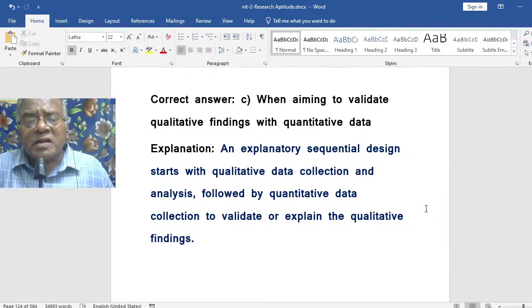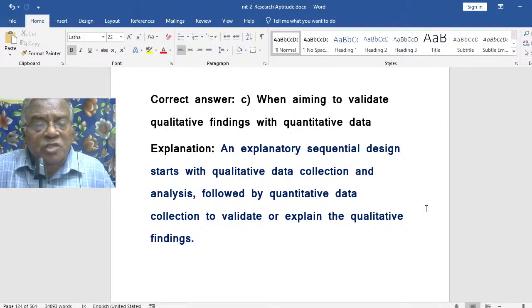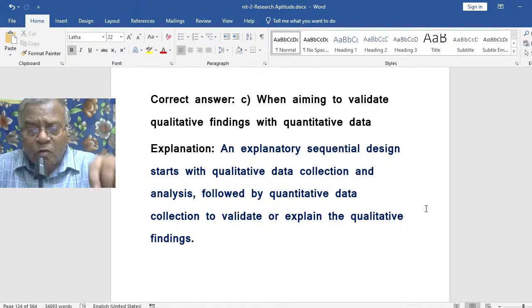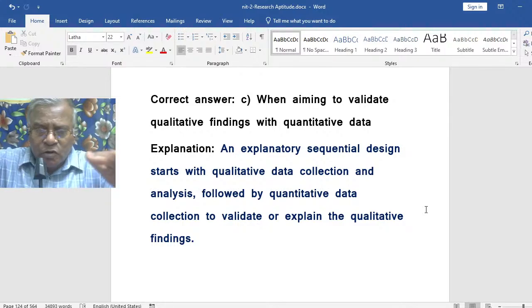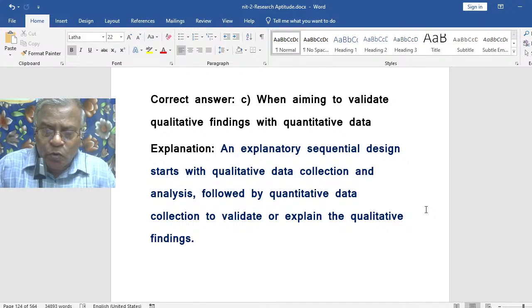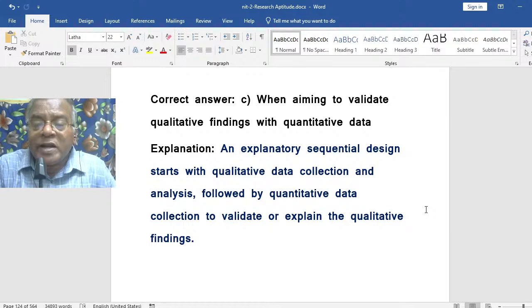The explanatory sequential design starts with the qualitative data collection and analysis, followed by quantitative data collection to validate or explain the qualitative finding. In order to explain the qualitative findings, you are using quantitative data. First you are doing qualitative data collection, then you do quantitative data collection. For what purpose? To validate or explain the qualitative finding. That is the purpose.